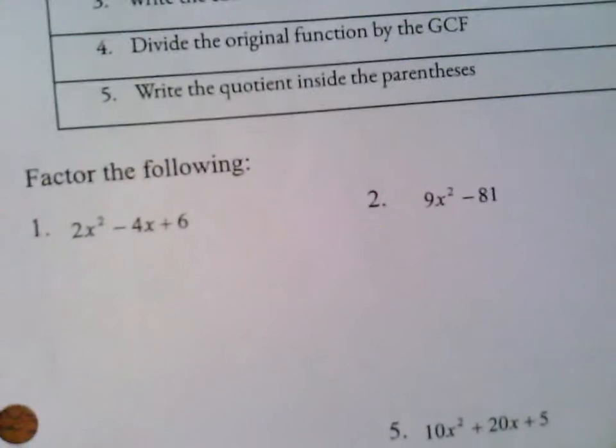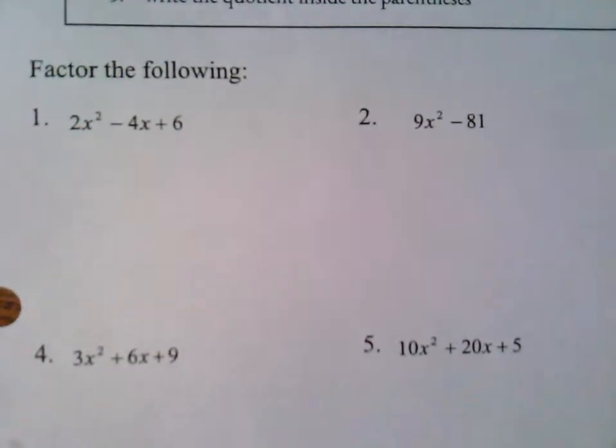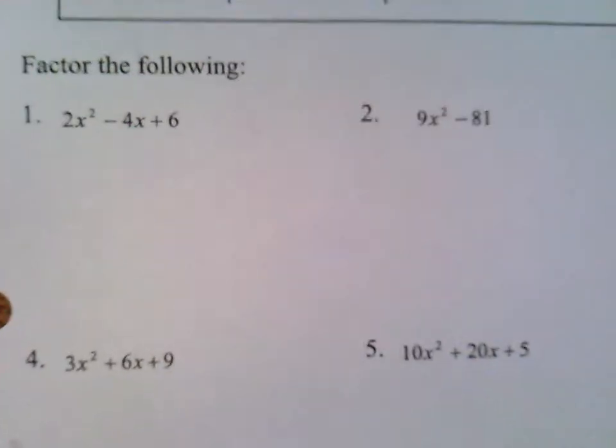So when I look at number 1, what could I divide every single term in number 1 by? 2. So 2 is the greatest common factor. Why is it not focusing here? Oh, because it's too dark in here, I think. Doesn't like me anymore. Shoot.